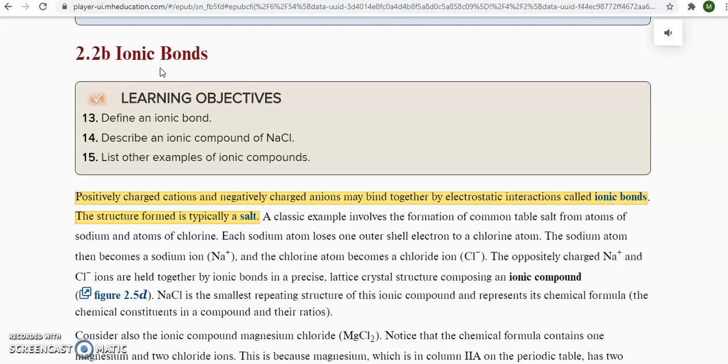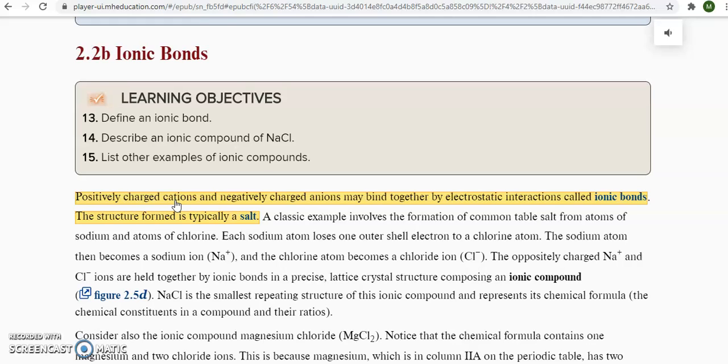Now, because opposite charges attract each other, we can only get an ionic bond formed between a cation and an anion. We can't have one between a cation and a cation because those are both positive, so they would actually repel each other. So that's what an ionic bond is. It's one of the chemical bonds that we're going to learn about. And so the ionic bonds will form between a cation and an anion.